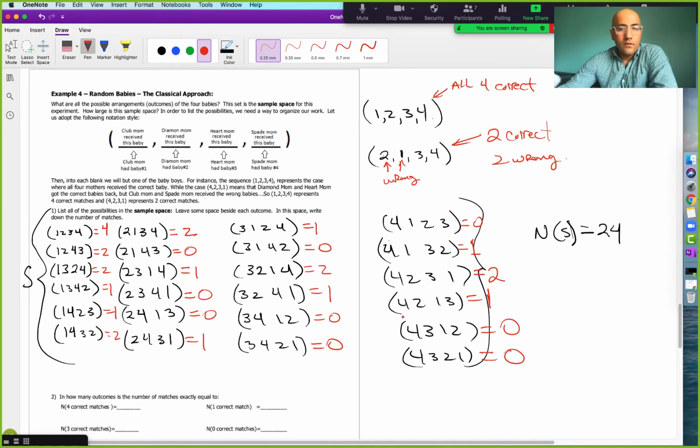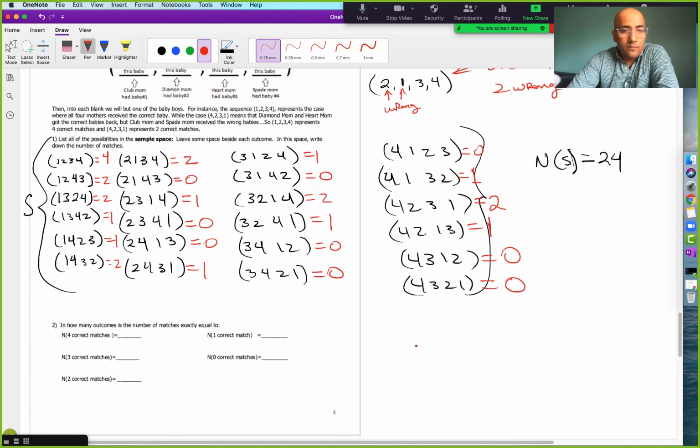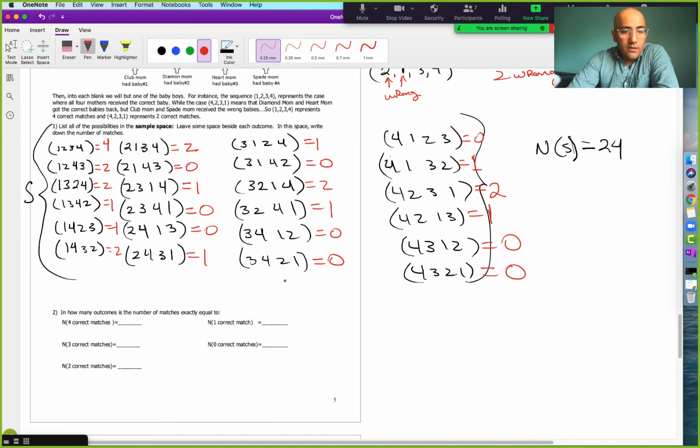Good. Okay, so this is our sample space. This is all possible outcomes that can occur when this situation is considered. Good. So now that we went through and identified the number of correct matches, we can fill them out here. Number of times that 4 correct matches, exactly 4. Well, of all of them, there was only 1. It's right here. There's only 1 way that all 4 babies match, right? All 4 babies go to their correct mothers. There's only 1 way to do that.